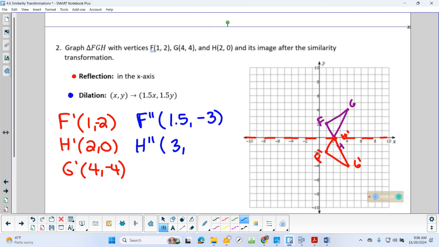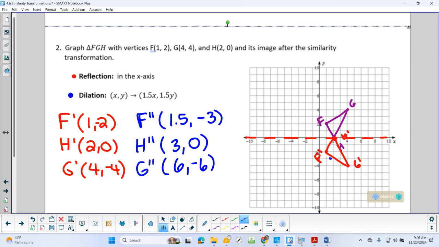0 times 1.5. Let's do our G double prime. Okay, I might need your calculator for this. What's 4 times 1.5? 6. And then we'll have negative 6. All right, plot. Estimate the 1.5 best you can. It's not going to be perfect. We're just going to do it. 1.5, that looks good right there.